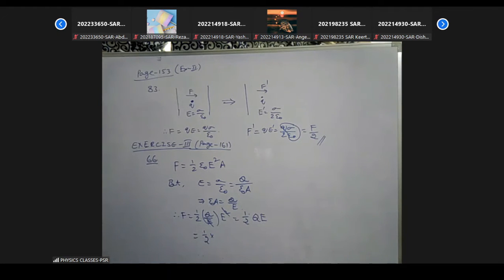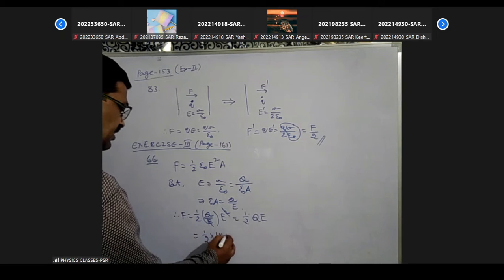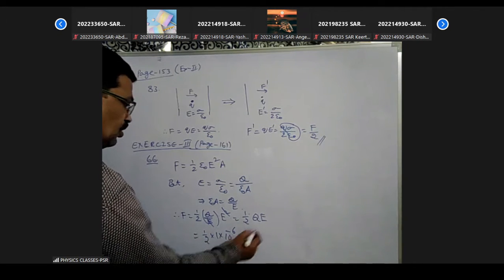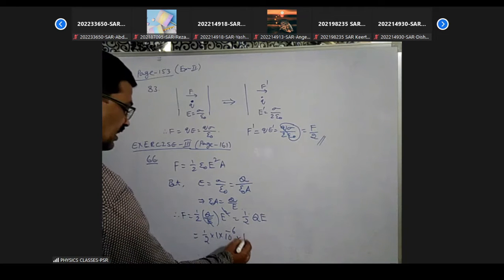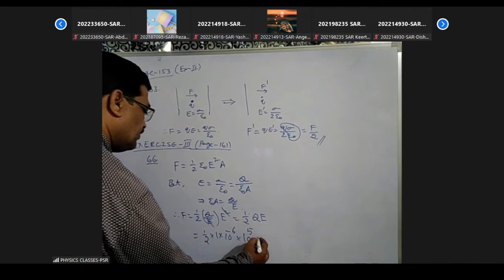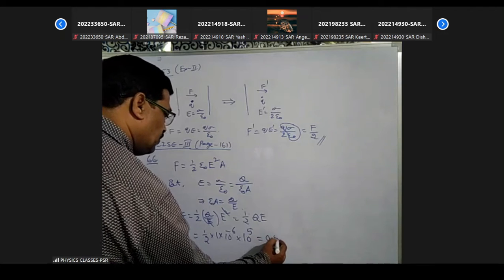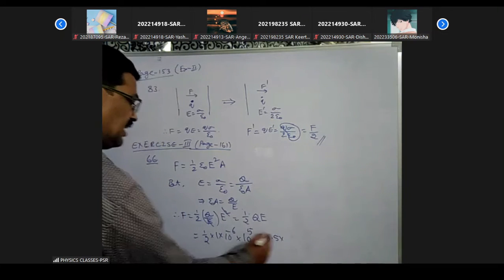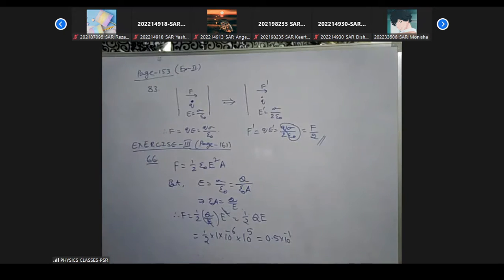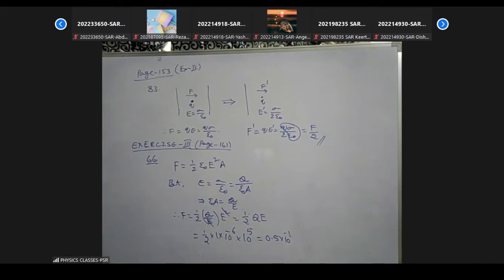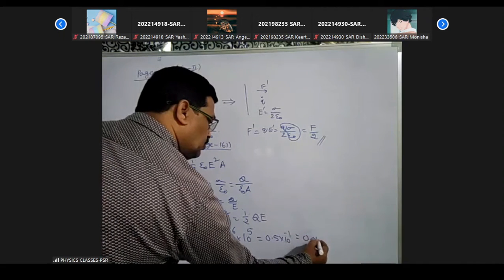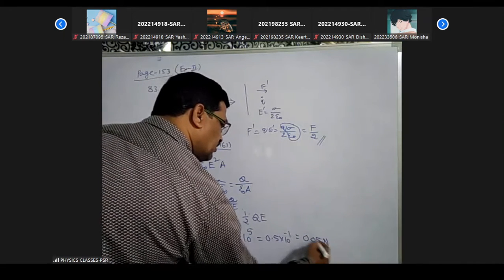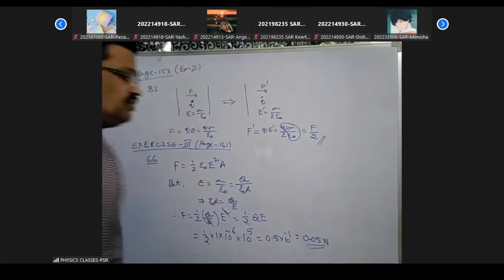Half into, what is the value of Q given? 1 microcoulomb, 1 into 10 power minus 6. What is the value of the field? Electric field given E is equal to 10 power 5. Which is equal to 0.5 into 10 power minus 1, 0.05. Right, correct. So the answer is 0.05 Newton. The SI unit of force is Newton. That's the answer.